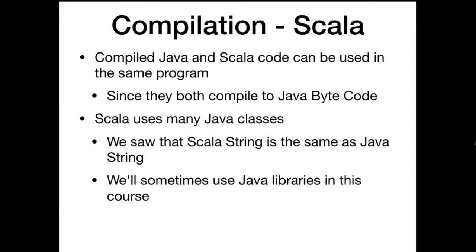Since Java and Scala are compiled to the same language, we can use these two languages interchangeably. We can have programs that mix Java and Scala. We've already seen this with the string class. When I went into the string class last lecture, we saw that it was actually just the Java string class. We're just using Java there. And we'll do this later in the semester as well. We'll pull in libraries that are written in Java, specifically JavaFX, and use some Java code in our programs. They can mix interchangeably like that.